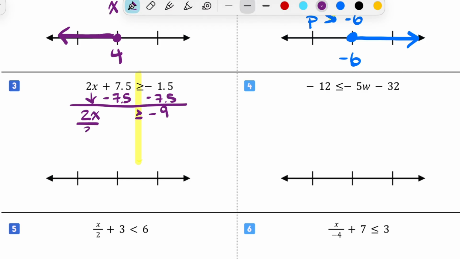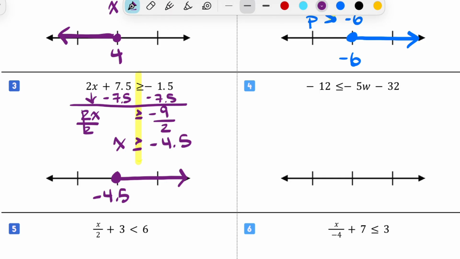The opposite of multiplying is dividing. I'm going to divide both sides by a positive 2. I am not flipping my sign. 2 divided by 2 is 1, so I have x on the left and negative 4.5 on the right. Now, remember, you do not have to flip a sign if the answer is negative, only if the action, the operation, was dividing by a negative. And we were dividing by a 2, so we are good to go there.